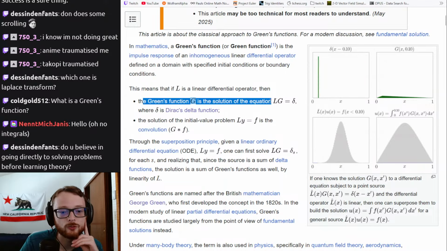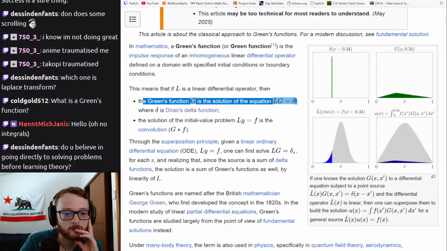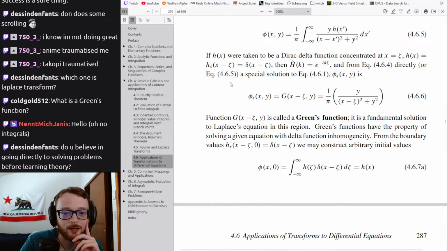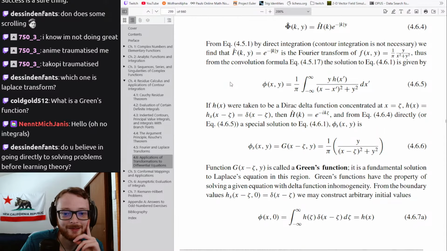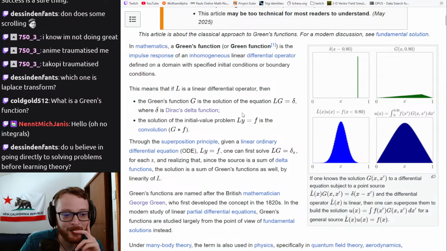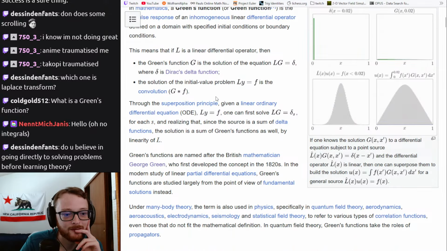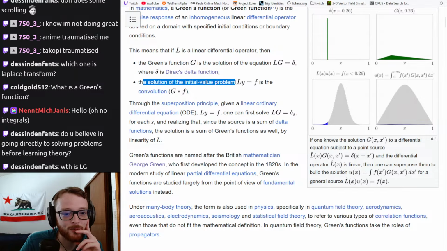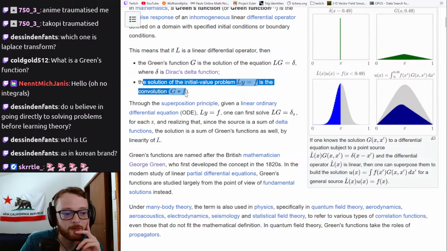Okay, so Green's function does... So I really don't understand the book's explanation. Because the way they got Green's function was from a homogeneous equation. So I don't know what kind of crack they're smoking there. Solution to the initial value problem, Ly equals f, is the convolution of Green's function and f.